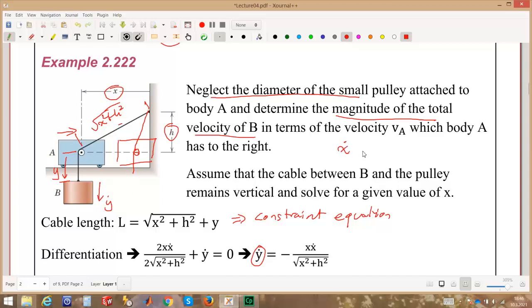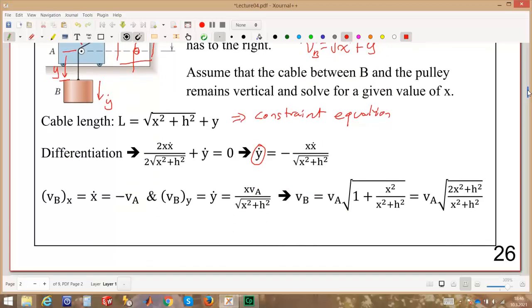So it's going to have an x dot component and a y dot component, and the magnitude of the velocity of B will be a combination of these velocities in the x and y directions. Okay, let's move on. After this derivation, we already have this x dot available to us. This is the velocity of A, and we know that it will be in the negative direction, so it is negative VA.